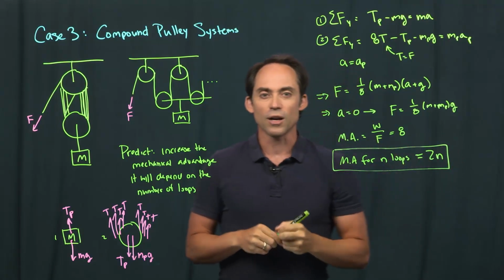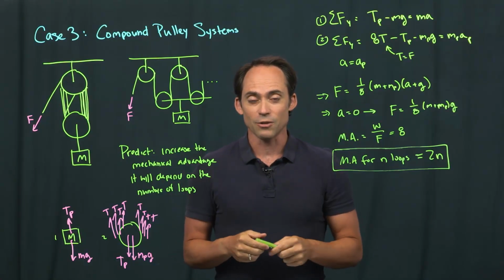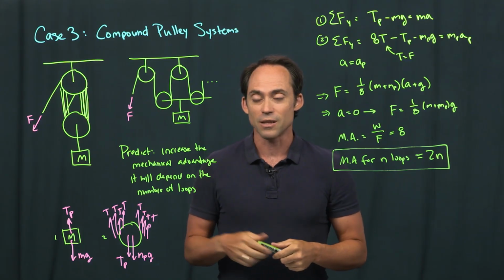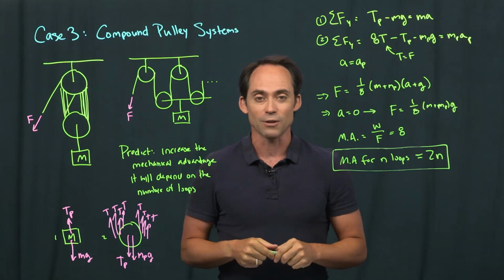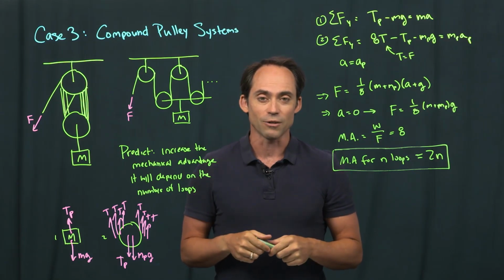So by solving for a couple of cases, we're able to get a much more general rule about what the mechanical advantage is for a pulley system, a block and tackle pulley system, based on the number of loops that I string these strings around. And that provides a much more general expression for thinking about how we can increase our mechanical advantage.